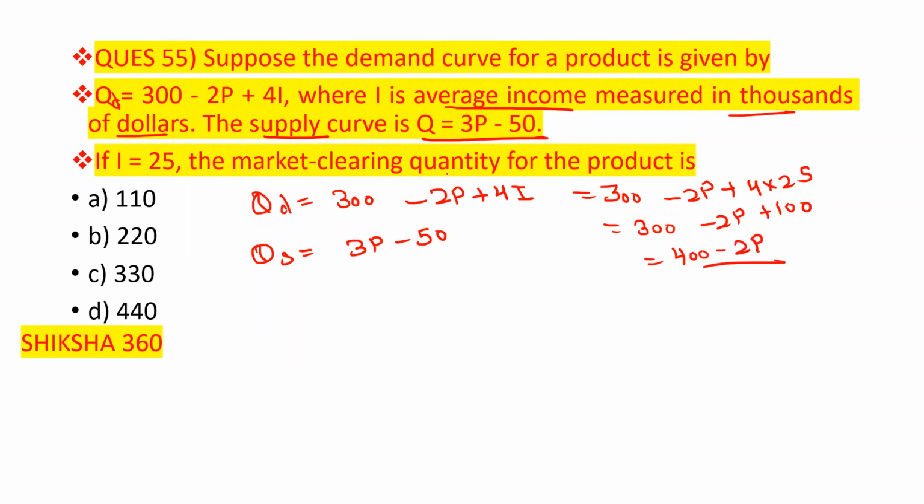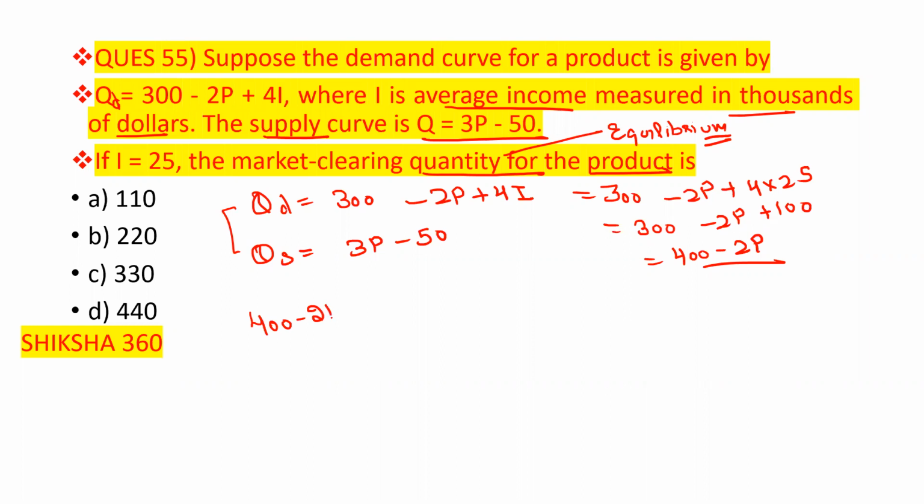Then the market clearing quantity for the product. Market clearing quantity, basically we can say the equilibrium. First of all, we have to find the equilibrium price here. After that, we have to find the quantity. So what will be the equilibrium market clearing price? Sometimes they are asking market clearing quantity. Clear? So first of all, we have to equate both equations.